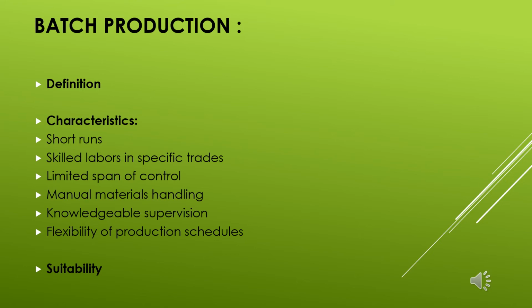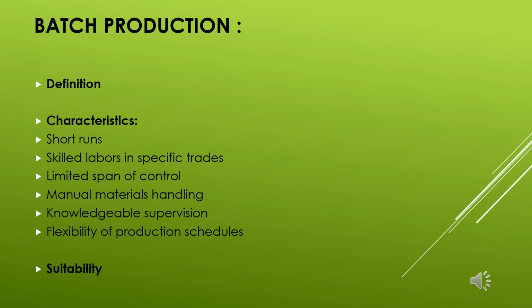This method is very similar to job production except for the quantity of production. Instead of making one single product, as in the case of job production, a batch or group of products is produced at one single time. It should be remembered here that one batch of product may not resemble the next batch.